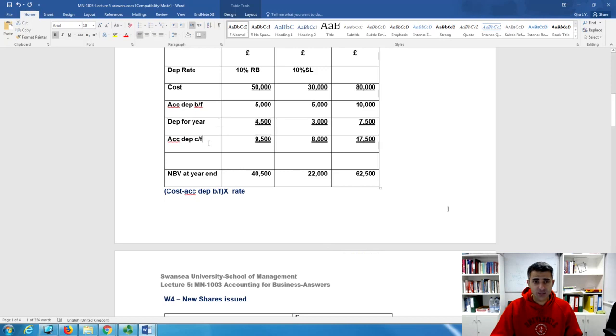Now accumulated depreciation carried forward equals the accumulated depreciation brought forward at the beginning of the year plus the depreciation for this year. That comes to the accumulated depreciation carried forward, which means this is the accumulated depreciation at the end of this year. Okay, 9,500.